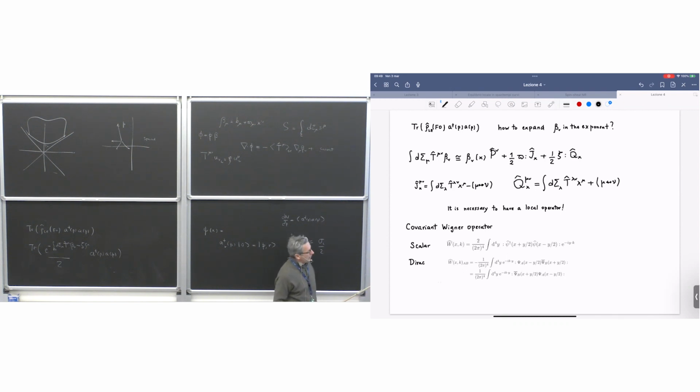So we have different definitions for the Wigner operator. We have a definition which is suitable for scalar, for Dirac, okay, for fermions, sorry. So they have W, X, K. I don't know if you are familiar with that. This is the normally ordered integral of a two-point function of the field, okay, Fourier transformed, and for the Dirac as well.